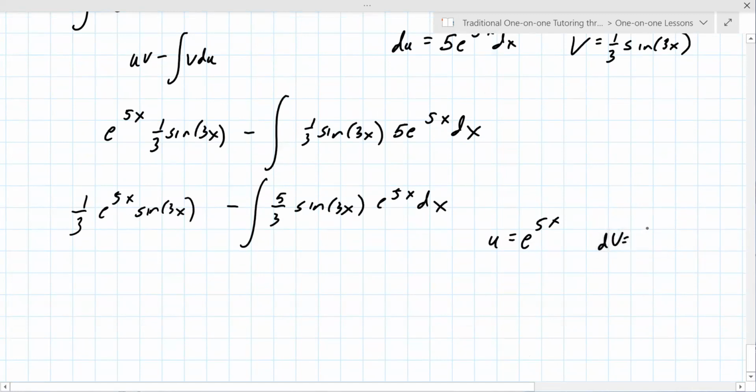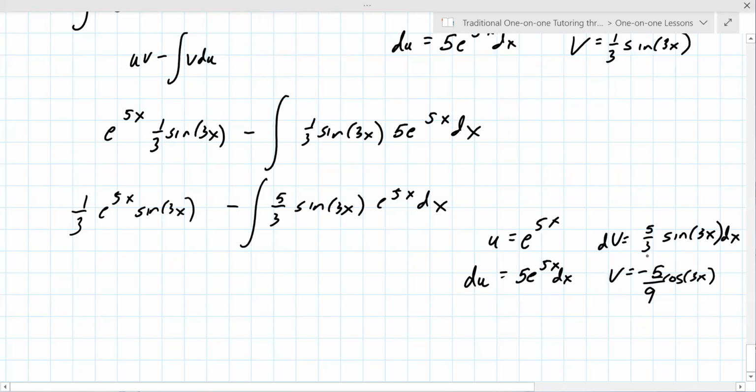Your dv is 5/3 sine 3x dx. So the derivative of e to the 5x is 5e to the 5x dx. V is minus cosine 3x, which gets you back to sine. It's 5/3 because you have to bring that down, but this 3x creates a 1/3 just like it did up here. So it becomes minus 5 over 9. The 9 is because you have another 1/3 here. It's really a u-substitution problem, but you're supposed to be able to do it fast by now, so that's why I'm trying to explain the shortcut. You have to look at the inside function and write it out here.